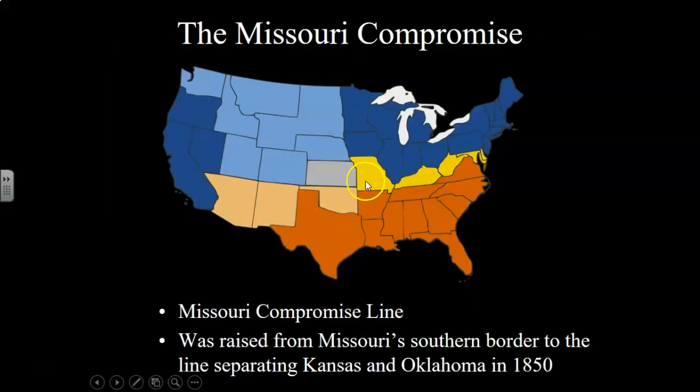So the Missouri Compromise basically draws a line using Missouri's southern border, and that would be the new line for slave versus free. Later on, it will be raised up a little bit to coincide with the Oklahoma line so that they wouldn't have to have a sliver of the state be free and then a sliver of the state be slave.